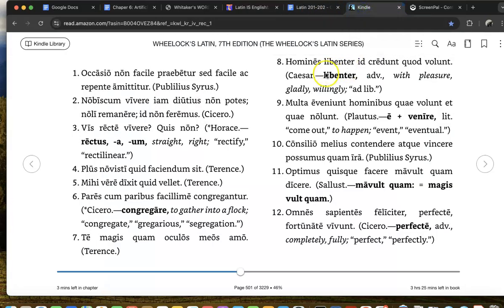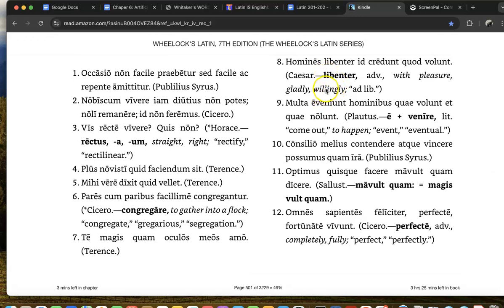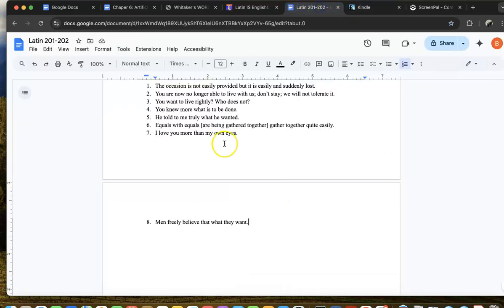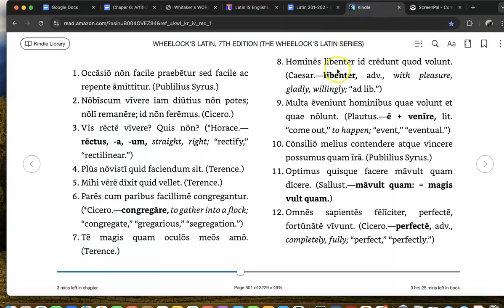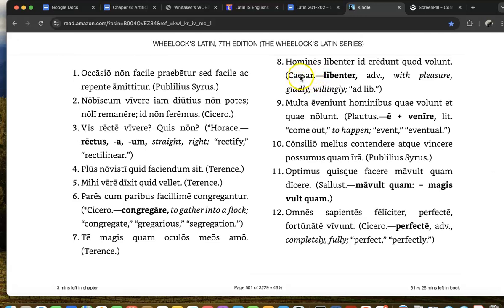So the idea here is, in fact, they give us a better, so let me change this to willingly, just to be clear. Freely, of course, libenter can mean freely, but in Caesar's case, let's go with willingly. What does that mean? Well, people want to believe what they want to believe. And so Caesar knew that.